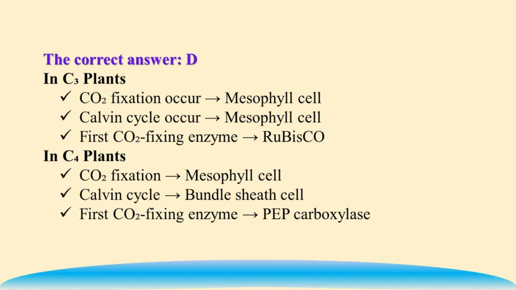The correct answer is D. In both C3 and C4 plants, the initial fixation of carbon dioxide occurs in mesophyll cells. However, the Calvin cycle differs. In C3 plants, the Calvin cycle occurs in mesophyll cells. In C4 plants, it occurs in bundle sheath cells.